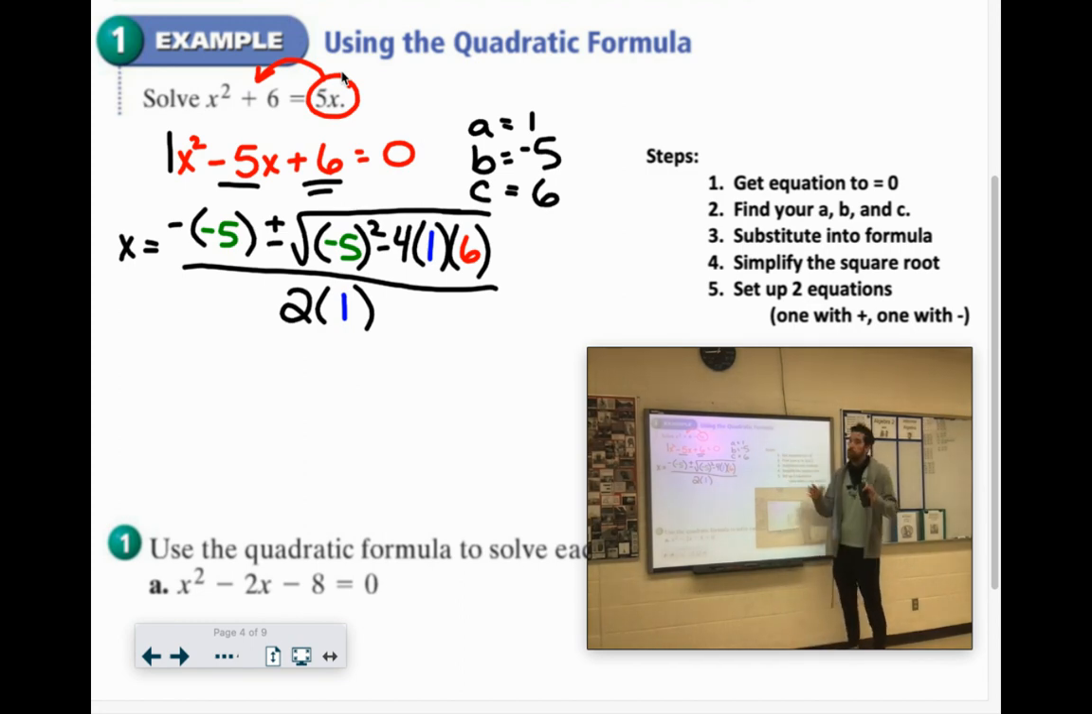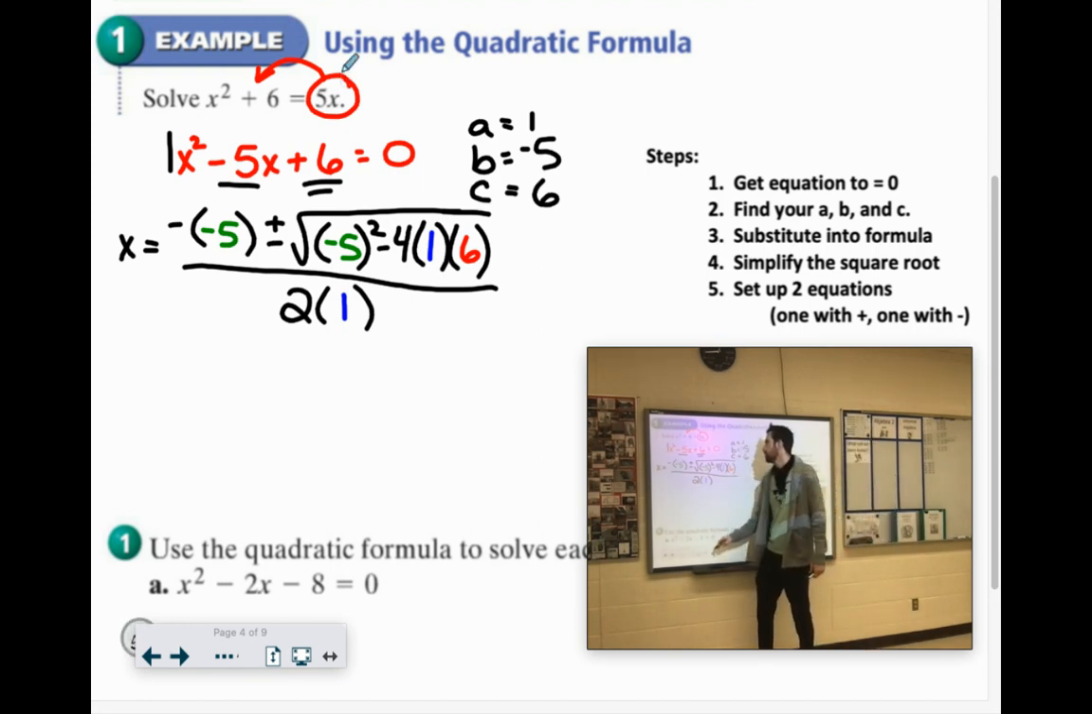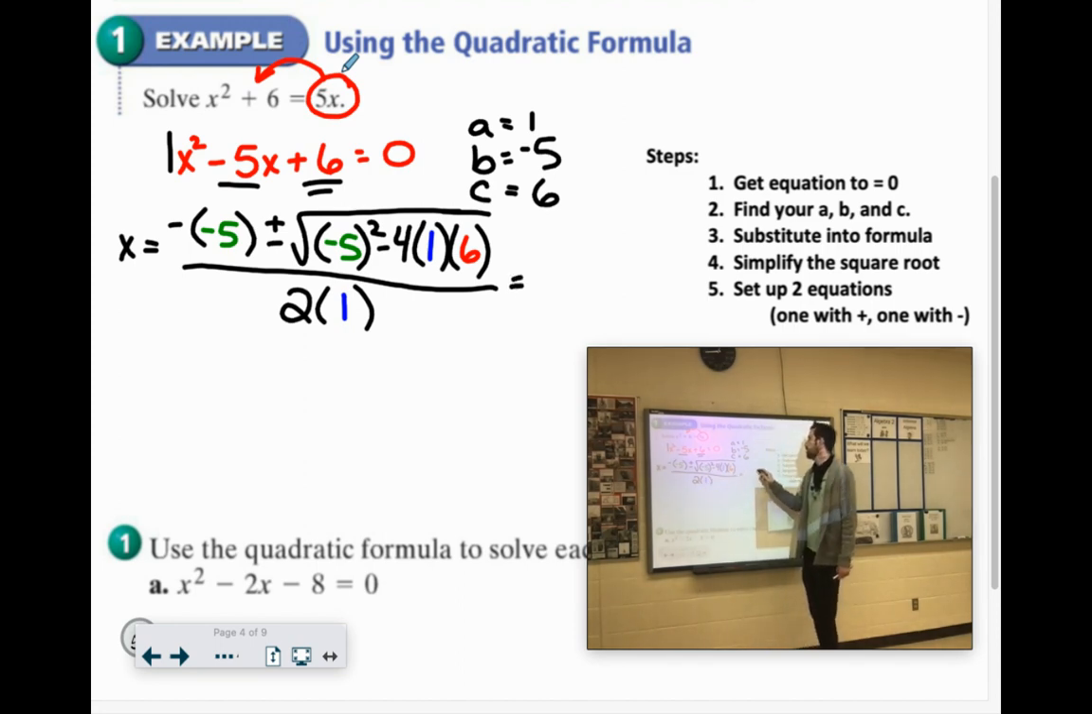Your calculator pretty much handles it from here, but I would recommend step 4 says simplify the square root first. So inside the square root, we have negative 5 squared. Negative 5 times negative 5 is positive 25. Then we have 4 times 1 is 4 times 6 is 24. So we have minus 24. That's all in our square root. And we'll come back to that in a second.